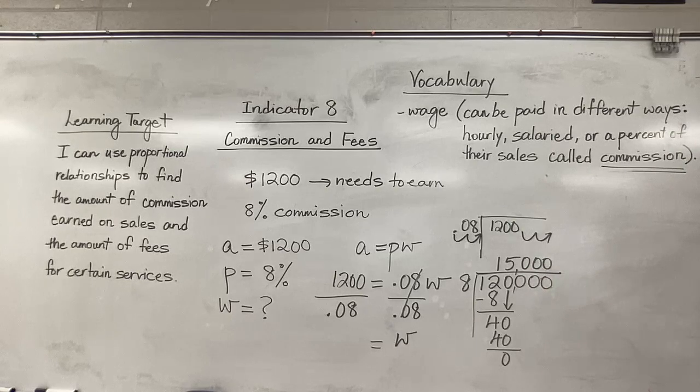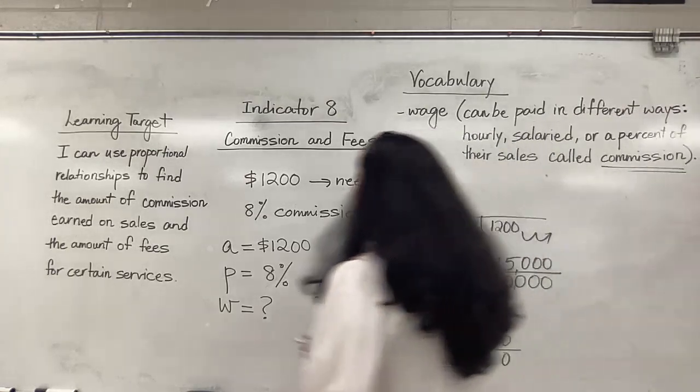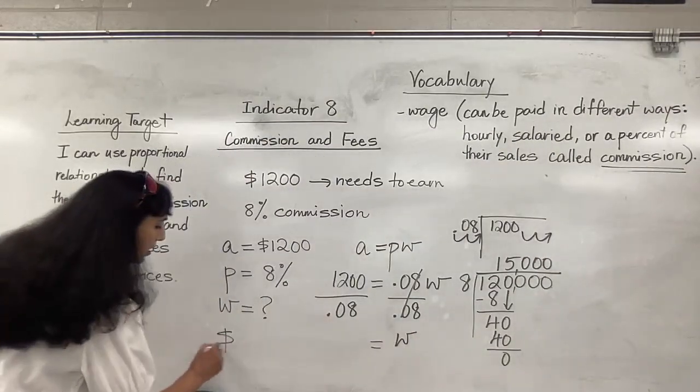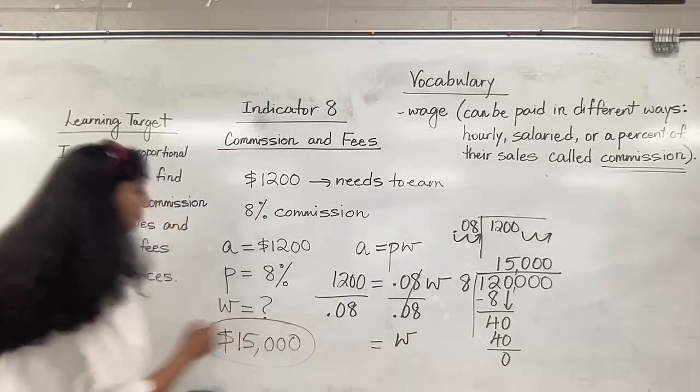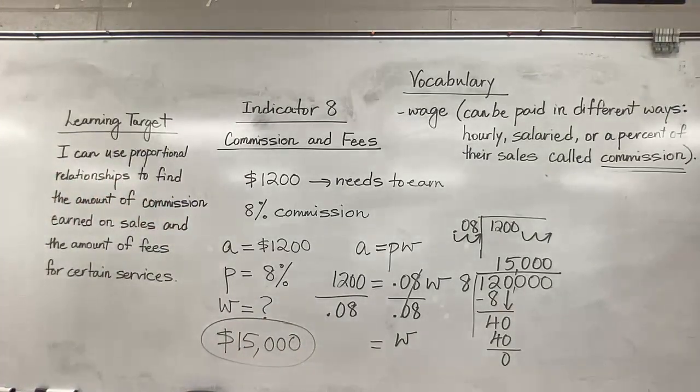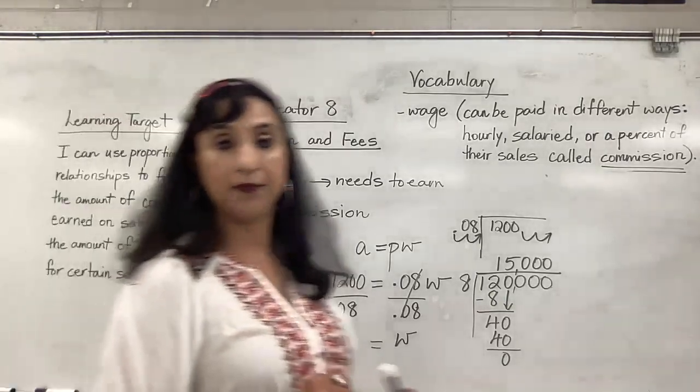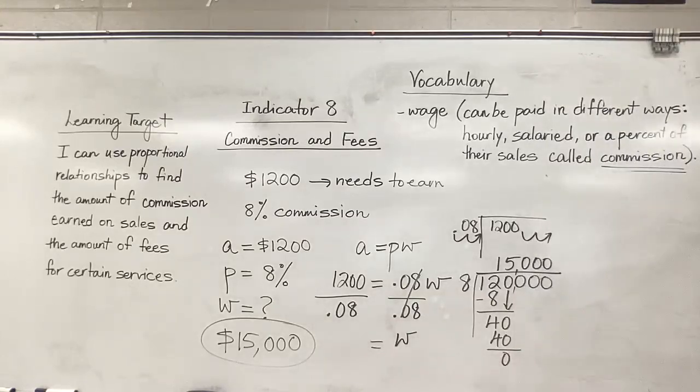Therefore, Caleb needs to sell $15,000. He needs to sell $15,000 for him to be able to make that $1,200 commission, okay, each month. So this is one way, which is the percent formula method.